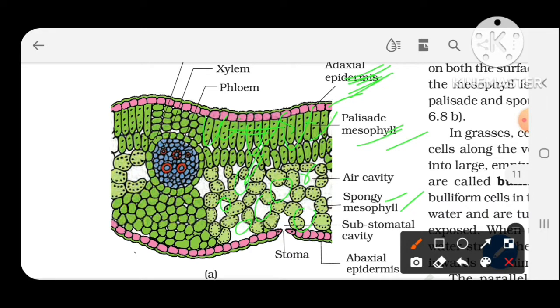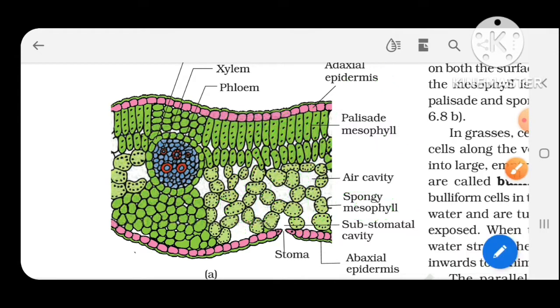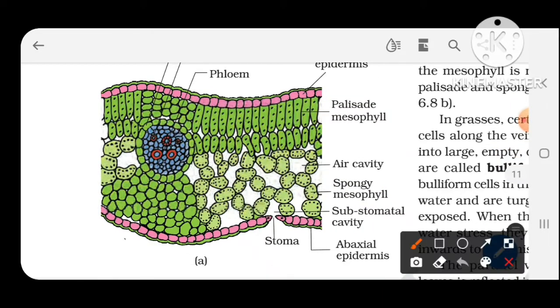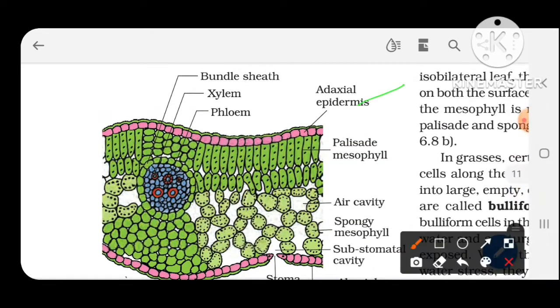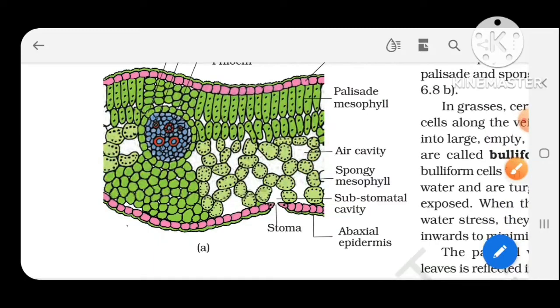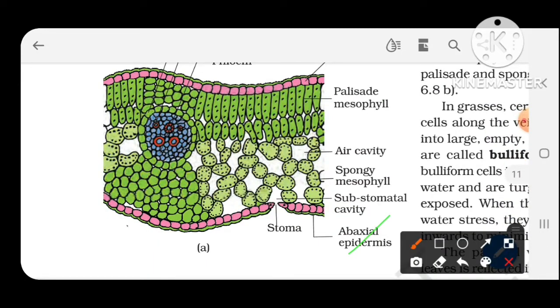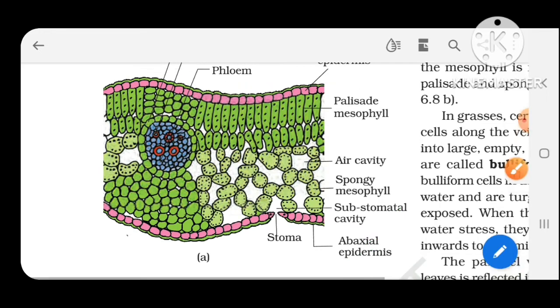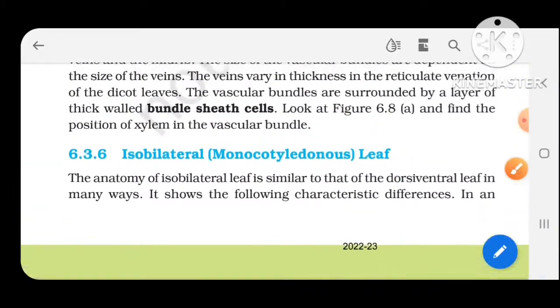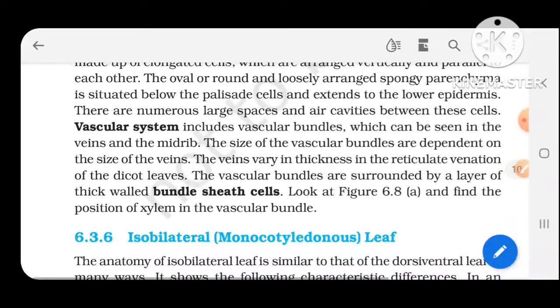Okay, and this spongy layer extends to the lower epidermis. Okay, so this layer is adaxial, the upper surface of the leaf, and the lower surface of the leaf, the epidermis part of the leaf, is also called abaxial.